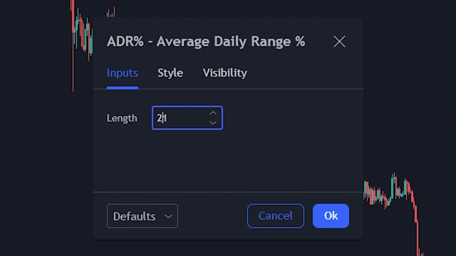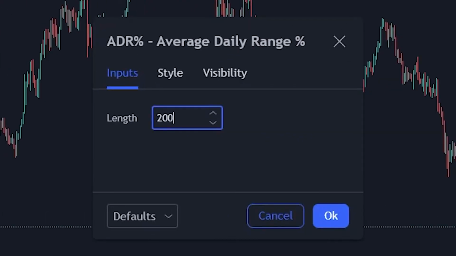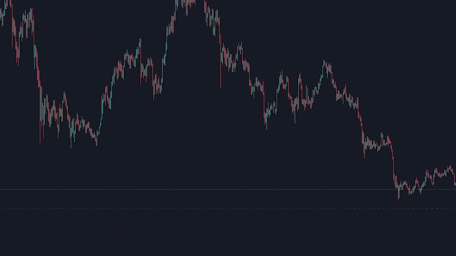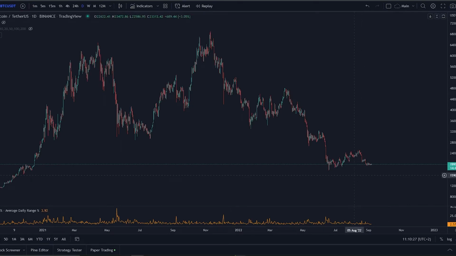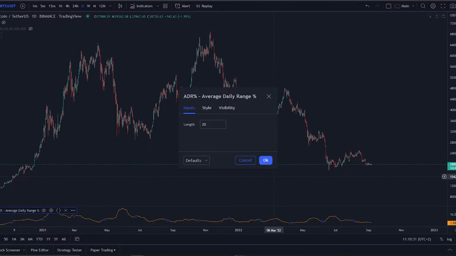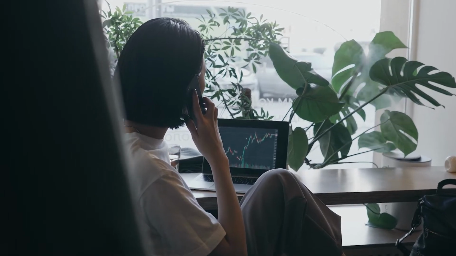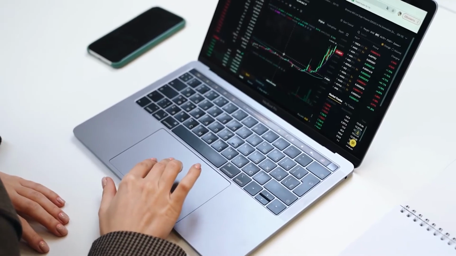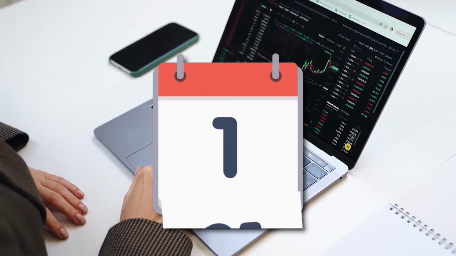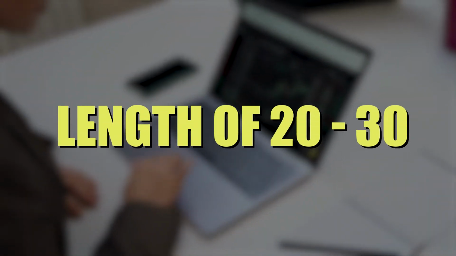The higher you set the length, the smoother the daily average will be, but it also won't be the most accurate. On the other hand, if you set the average daily range to 1, you can see the volatility of each day. The best length is somewhere in between and also depends on the average length of your trades. If you're a day trader, it might be better to set a lower length, but if you're a swing trader with open positions for weeks or a couple months, better to set a higher average daily range. Generally speaking, a length of 20 to 30 is a very good starting point.